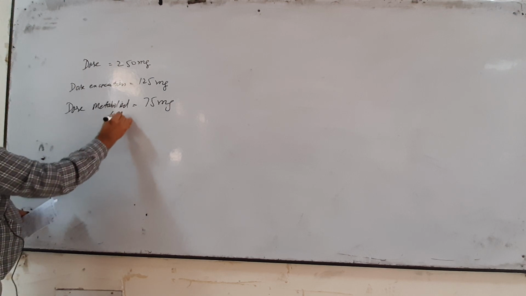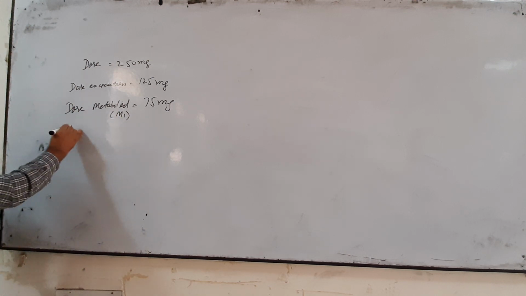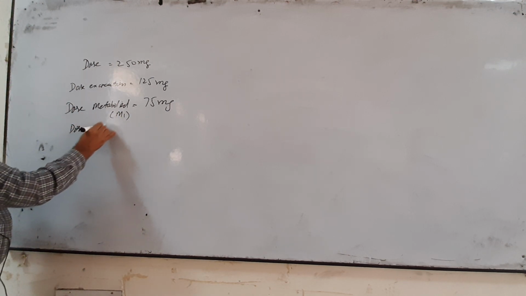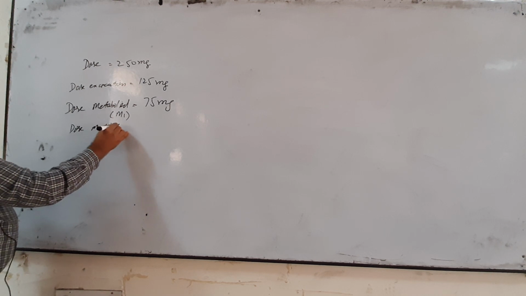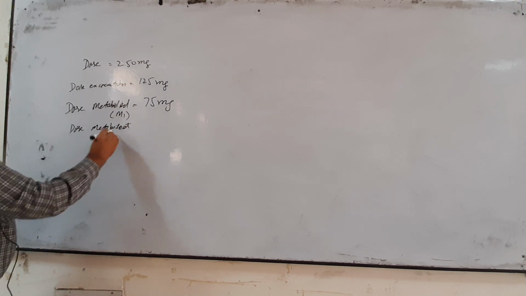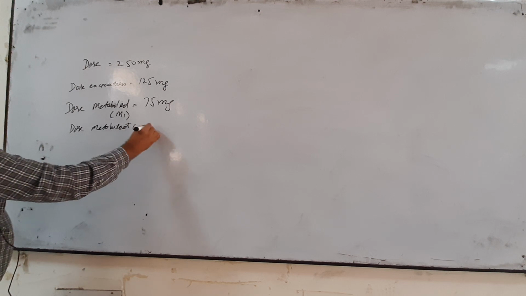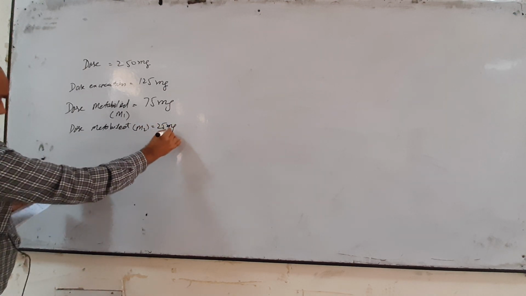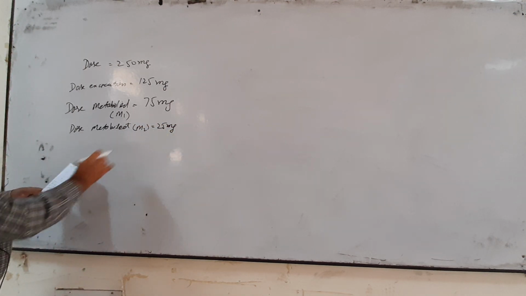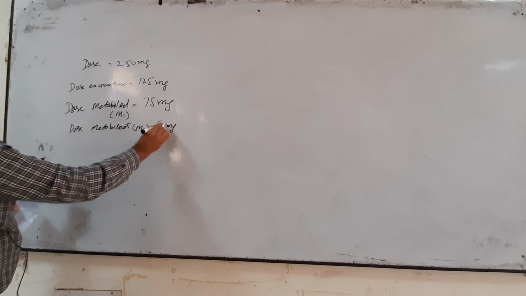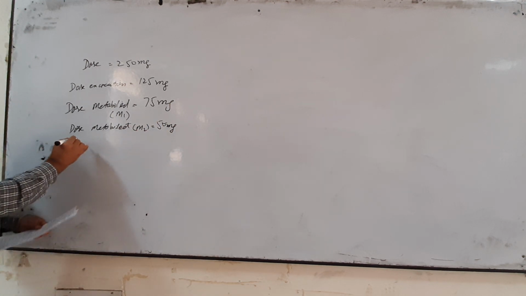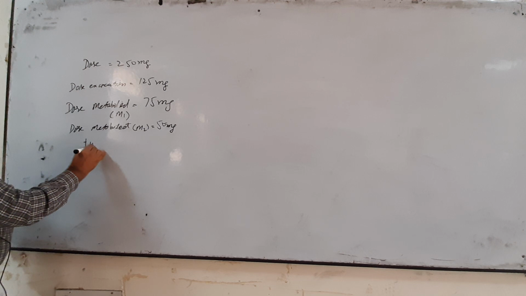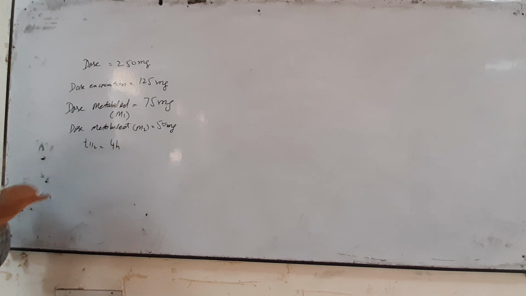Metabolite means M1. There are two metabolites of the drug, M1 and M2, 25 milligram or 50 milligram. Okay. And the half-life of the drug is 4 hours.